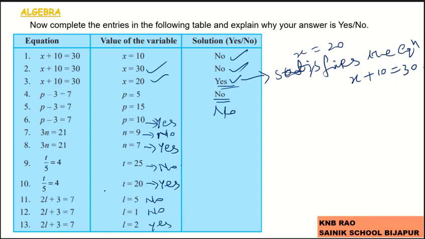So, you can say that the value of the variable when substituted in the equation, they satisfy the equation. That is why we are saying yes. If it is not satisfying, we say no.